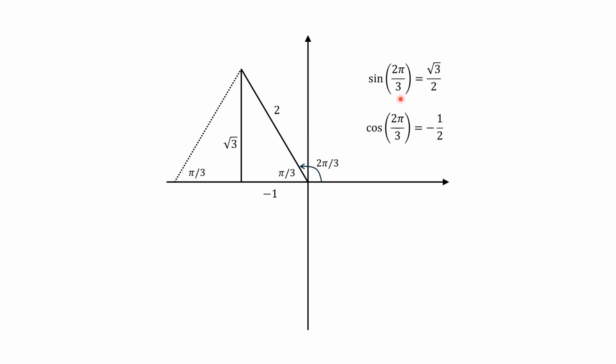The other computation from the previous slide was 4 pi over 3, and that just brings you into this third quadrant. And you get this same triangle that's just reflected about the x-axis, and then both the x-coordinate and the y-coordinate become negative, and that's how that works.